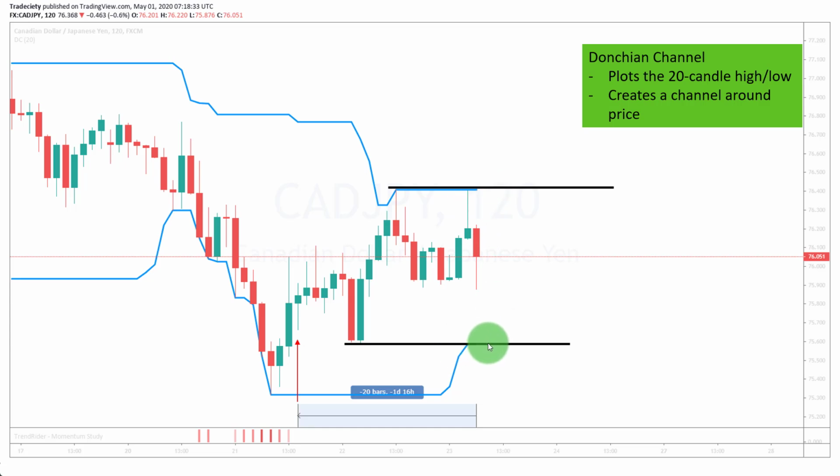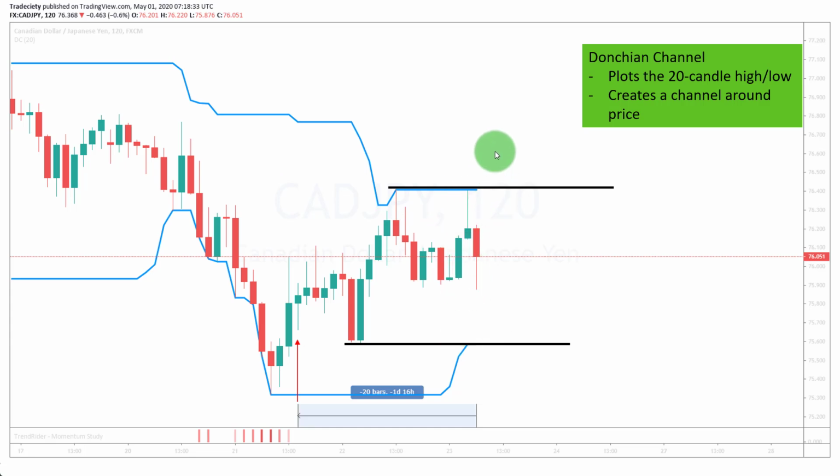And when we go back 20 candles, this is the range. So here's the range where the 20 candles start. And the lowest price point during this period was here. That is why the low of the Donchian channel is here. And the highest point over those 20 candles is here. So that is why the Donchian channel is calculated that way.